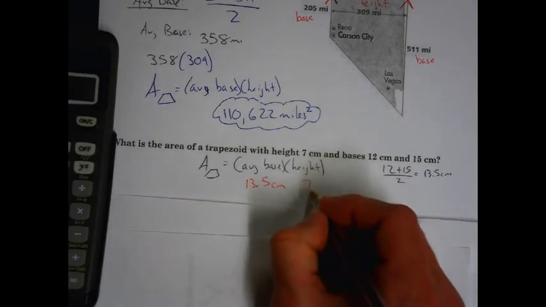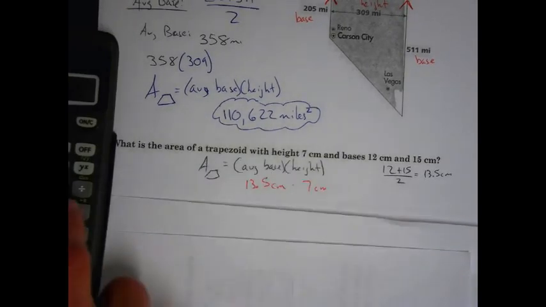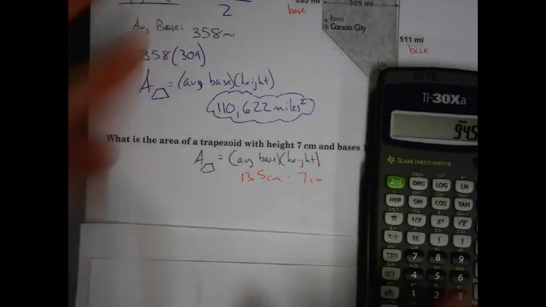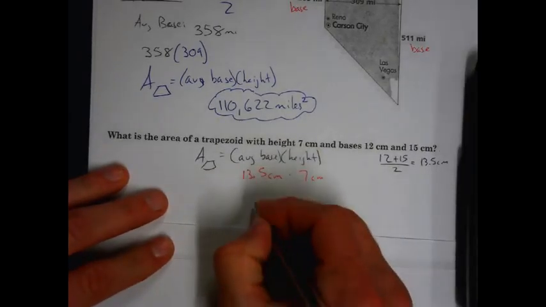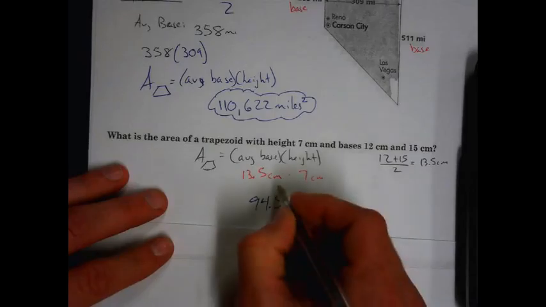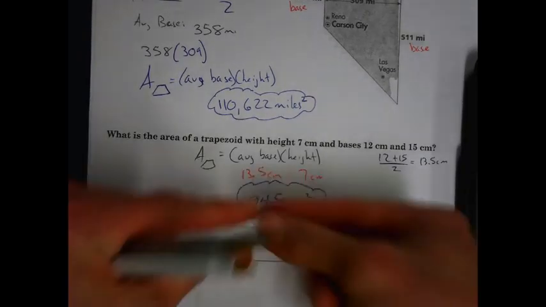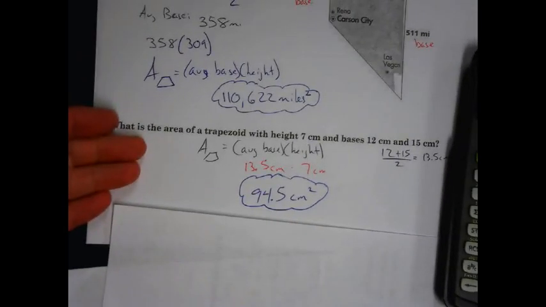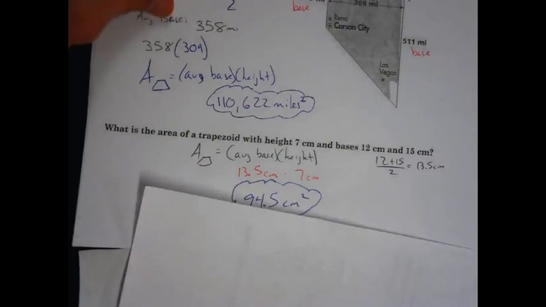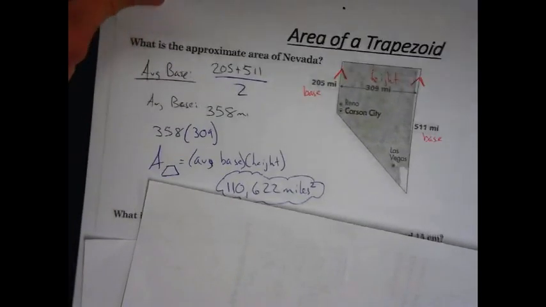So all we do is multiply those. Times 7, equal button, 94.5 square centimeters. That's as simple as that. Pretty straightforward, right? 94.5 square centimeters, because we're looking at an area. So distance is 1 dimension, area is 2 dimensions. Okay, let's make this hard, and then we will call it a day. Oh wait, no, not yet.